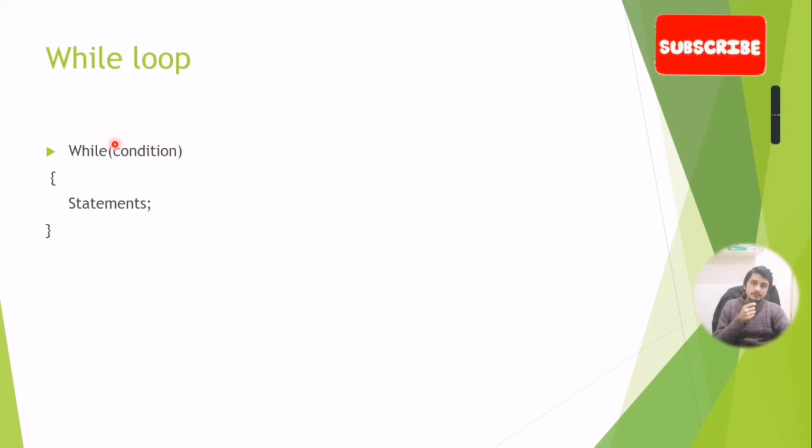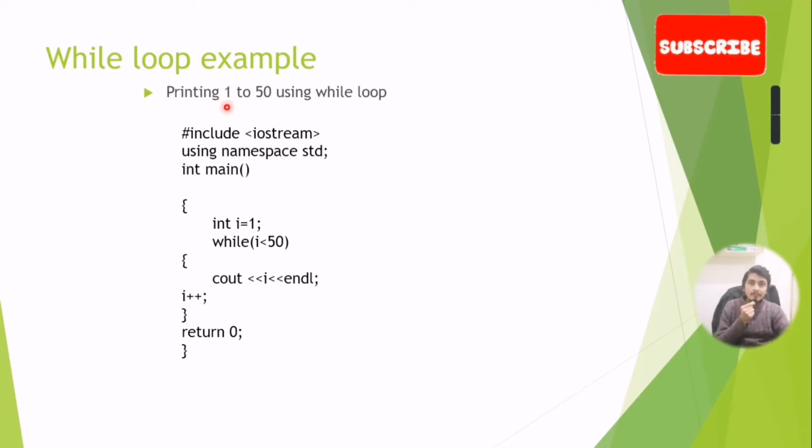Now the while loop. In a while loop, we write while, then the condition, and then we write the statements. For example, printing numbers from 1 to 50 using a while loop, using the standard procedure. int i = 1: we are assigning the integer i the value 1. And while i is less than or equal to 50, cout i.